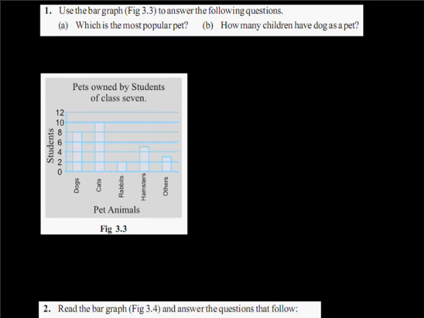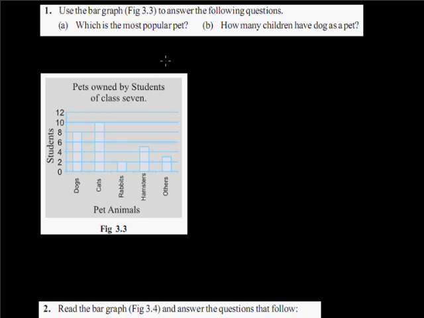Now the first question, it is being asked which is the most popular pet, and in the graph it is given pets owned by the students of class 7, and it is given number of students, that means 0, 2, 4, 6 are all the number of students, and the pets which they have are dog, cat, rabbit, hamster and other pets.